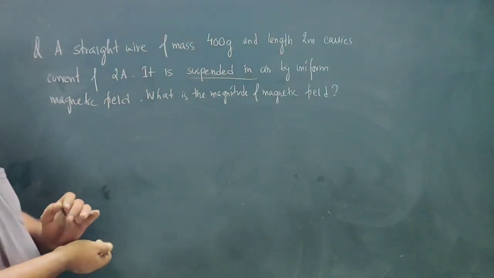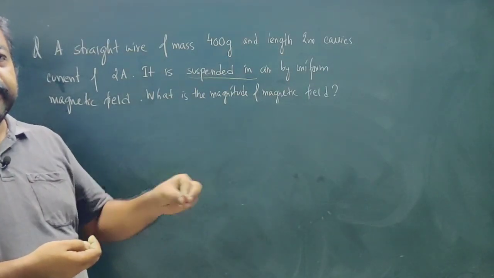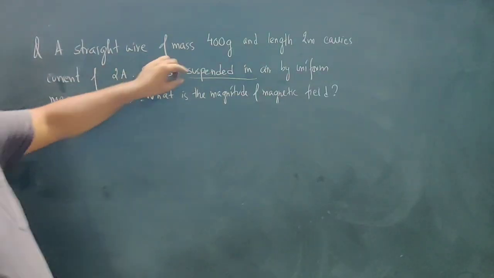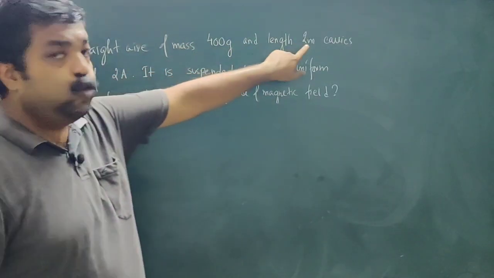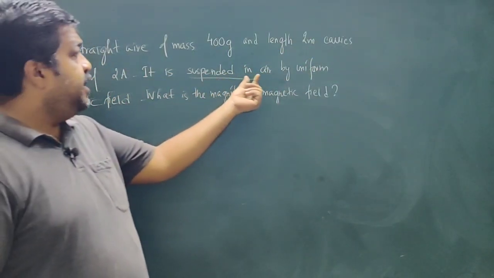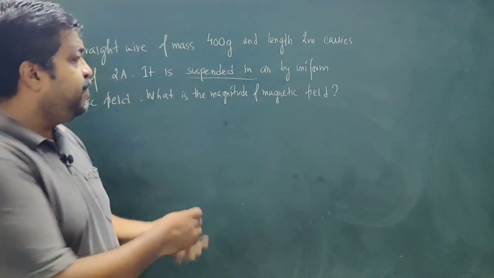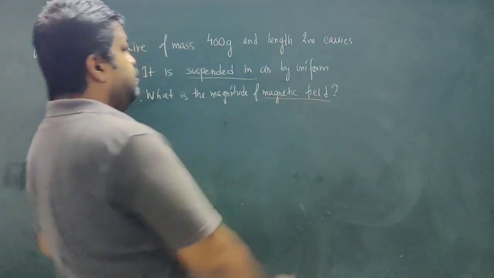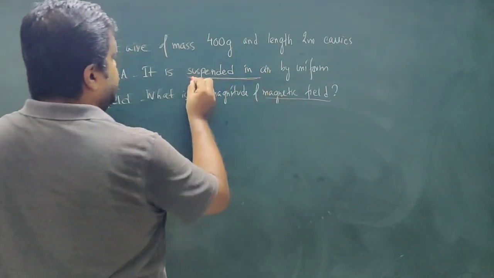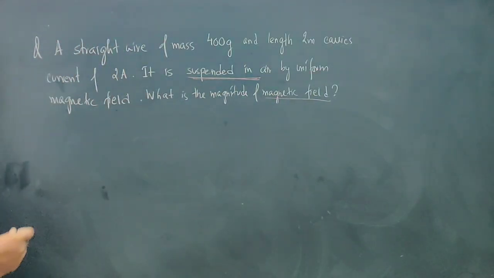So next we have this question based on the concept of force on a current carrying conductor in a magnetic field. The question says a straight wire of mass 400 gram and length 2 meter carries a current of 2 ampere. It is suspended in air by a uniform magnetic field. What is the magnitude of the magnetic field? The important term is suspended in air, and we have to find the strength of the magnetic field.